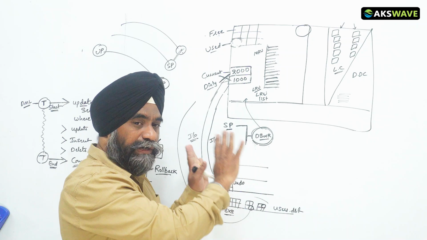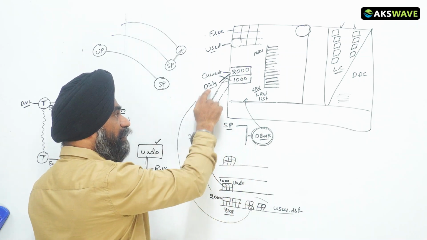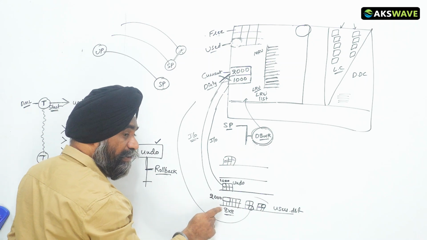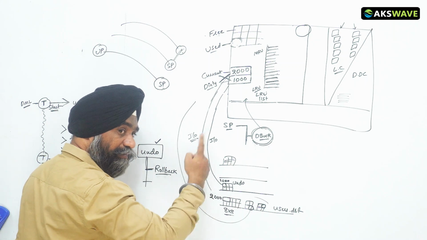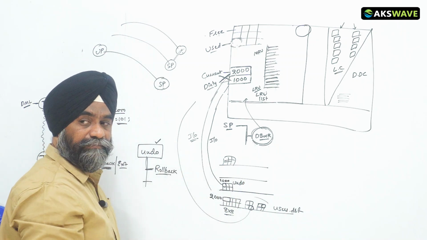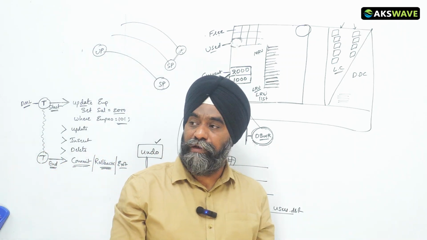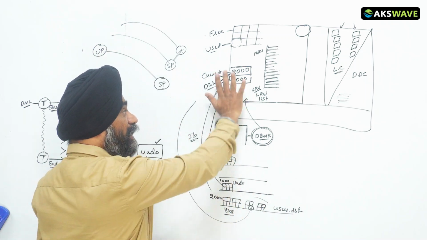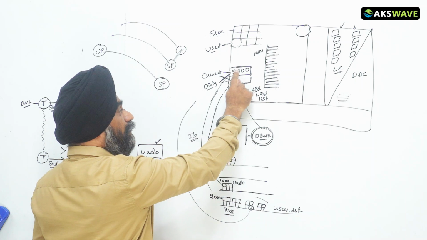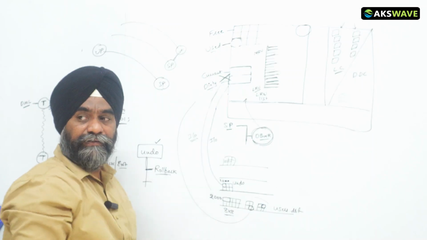DB writer doesn't know what you did. My job is to take dirty buffers and simply flush them out. Your uncommitted data is also written to the disk. 2000, 1000 done. Okay. Now you don't have this table data in memory. Please remember it is already flushed. It is already flushed. Clear?